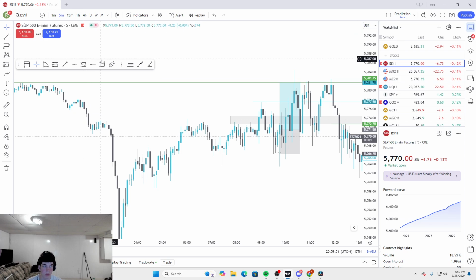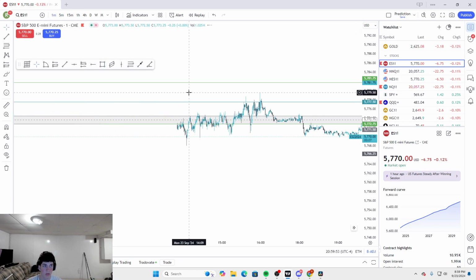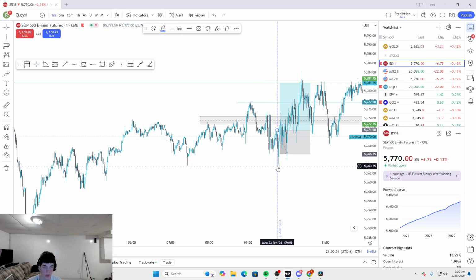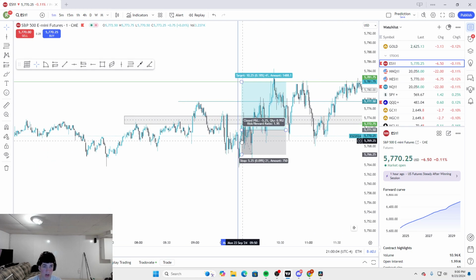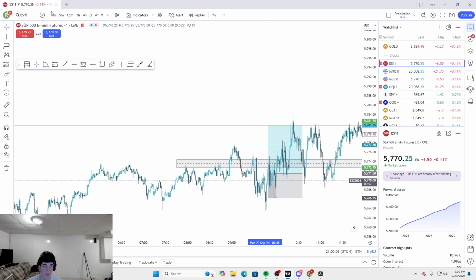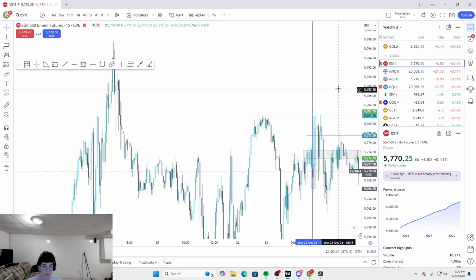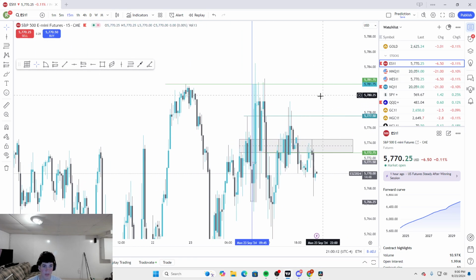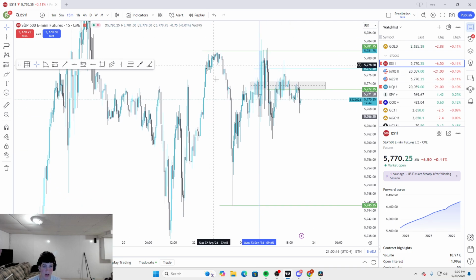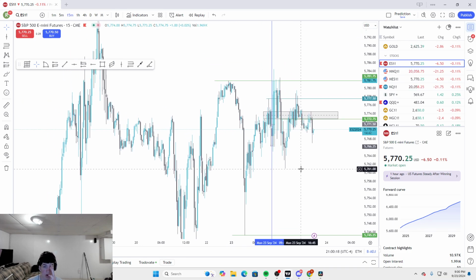Oh, we can mark it out. Let's mark it out real quick. 3, 4, 5. Bang. Okay, so we got news on this blue line right here. First of all, I marked out this session high right here, and I marked out the session low. So we have both those marked out.